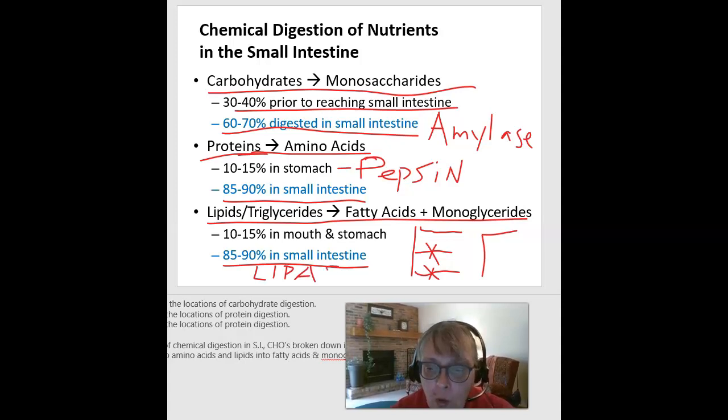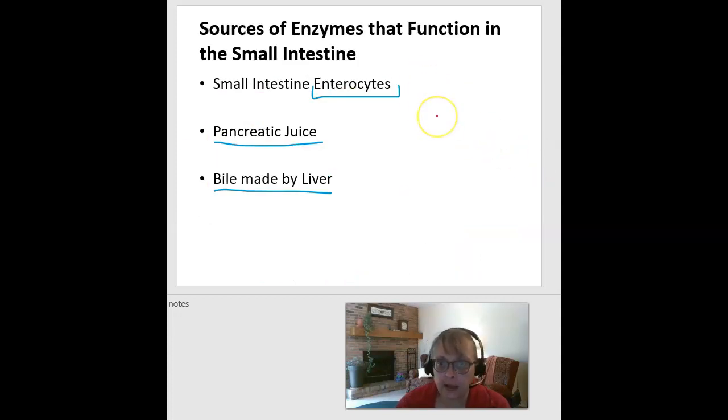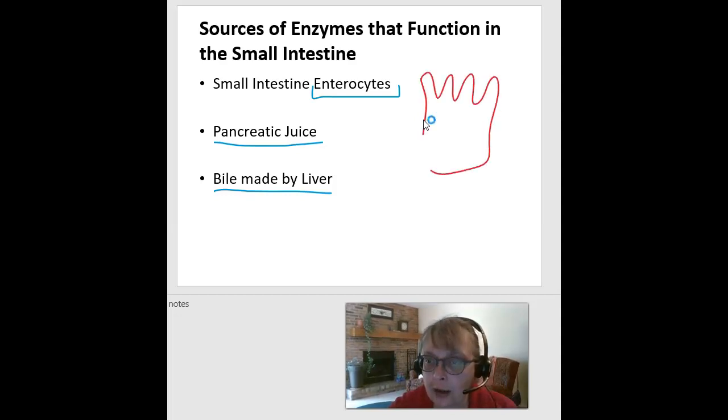Now, what are the sources of the enzymes that do this chemical digestion in the small intestine? If it's not intestinal juice, then where are the enzymes? Well, remember that enterocytes have microvilli with enzymes on the membrane. Those will break down all of our different types of nutrients in a little bit.